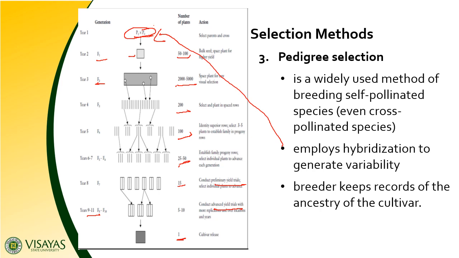So in here, you need to have records, the ancestry of the cultivar. So you should know who the parent is, and which line it came from. So intensive record keeping is needed under pedigree selection. So you can see where it came from, which lines, and which plant it is here. So you can see that under pedigree selection. Okay?